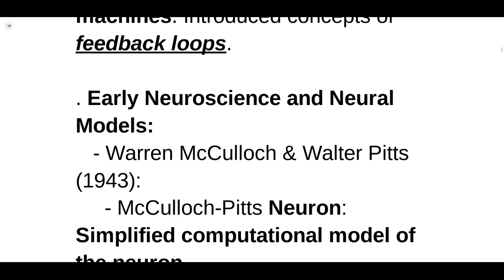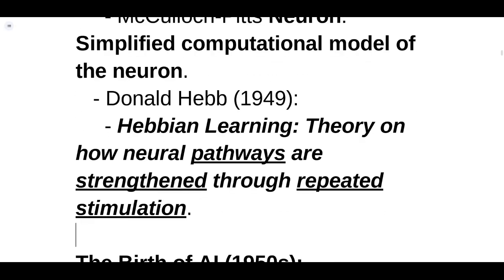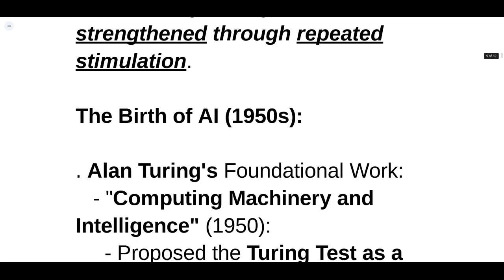Early neuroscience and neural models. So the McCulloch-Pitts neuron, a simplified computational model of the neuron. Hebbian learning, a theory on how neural pathways are strengthened through repeated stimulation.